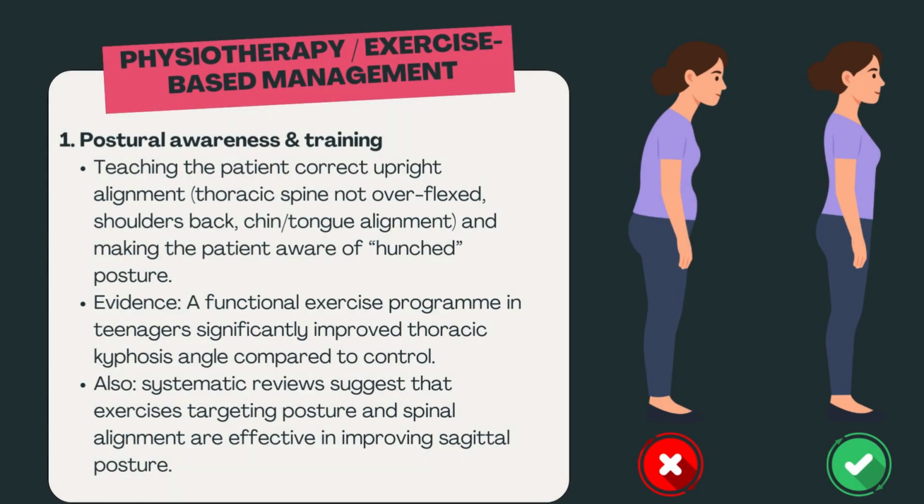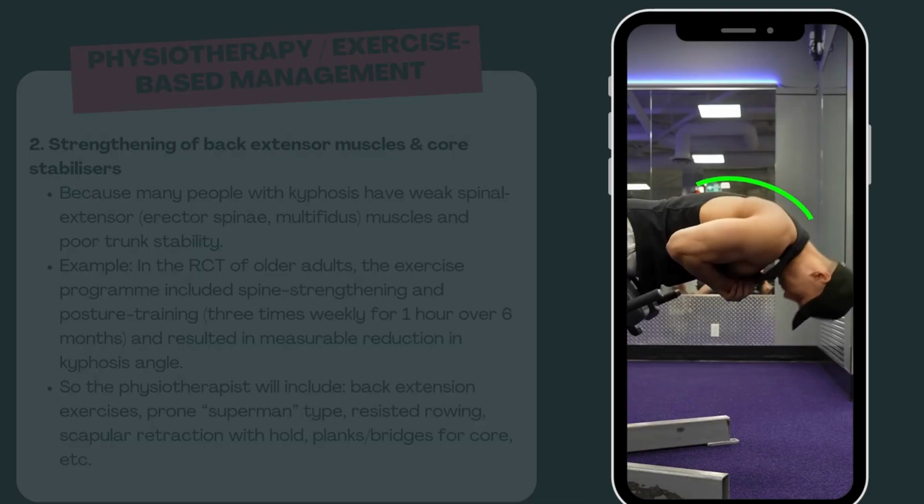Physiotherapy, exercise-based management 1. Postural awareness and training: teaching the patient correct upright alignment, thoracic spine not overflexed, shoulders back, chin tucked in alignment, and making the patient aware of hunched posture. Evidence: a functional exercise program in teenagers significantly improved thoracic kyphosis angle compared to control. Also, systematic reviews suggest that exercises targeting posture and spinal alignment are effective in improving sagittal posture.